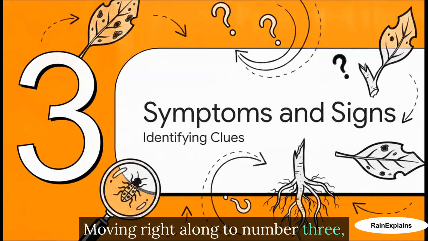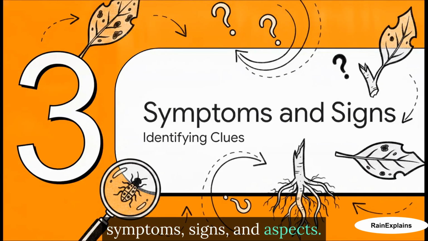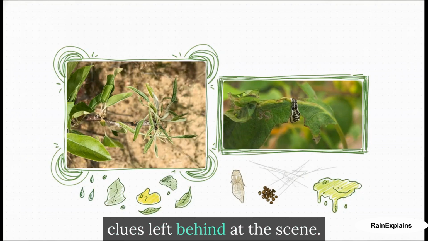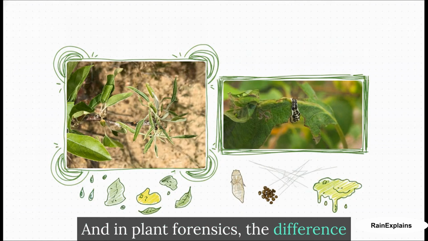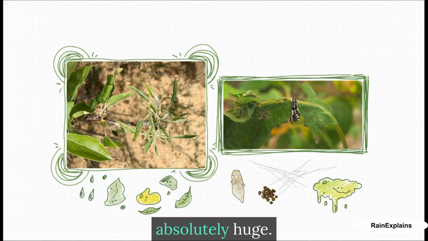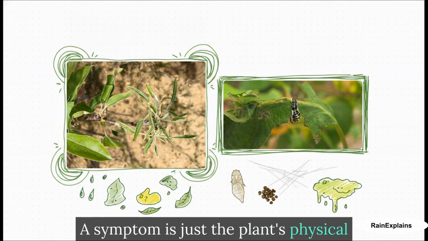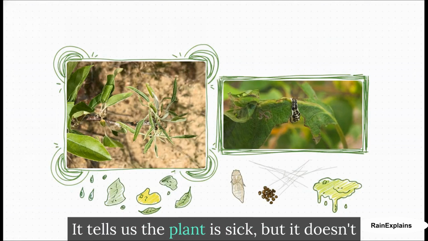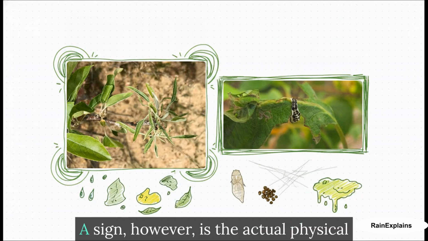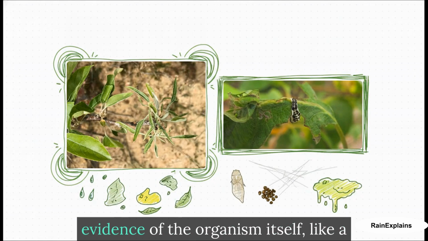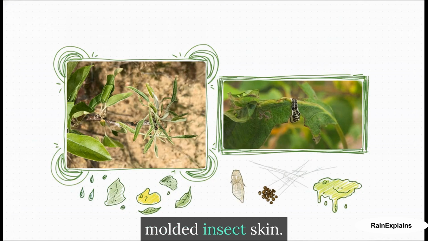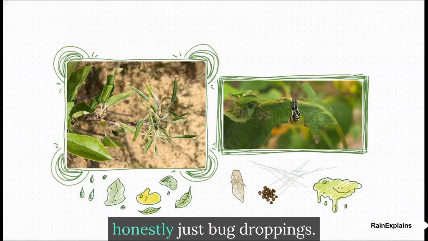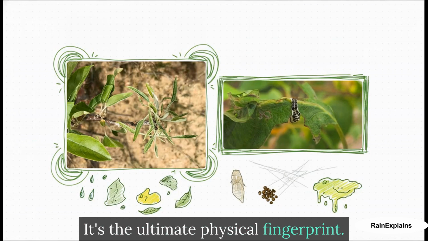Moving right along to number 3, symptoms, signs, and suspects. Once we get those broad categories down, we have to look at the specific clues left behind at the scene. And in plant forensics, the difference between a symptom and a sign is absolutely huge. A symptom is just the plant's physical response to being stressed, like stunting, leaf distortion, wilting, or yellowing. It tells us the plant is sick, but it doesn't really tell us who did it. A sign, however, is the actual physical evidence of the organism itself, like a molted insect skin. Other signs could be webbing, bacterial ooze, or even insect frass, which is honestly just bug droppings. It's the ultimate physical fingerprint.